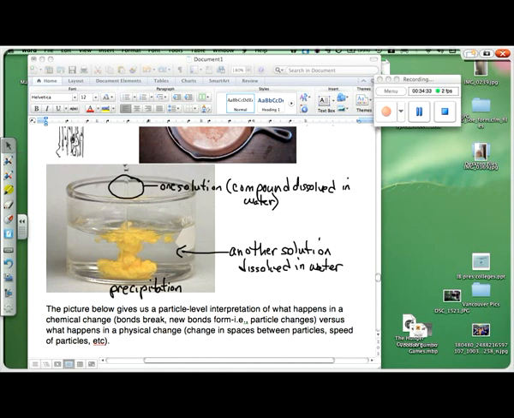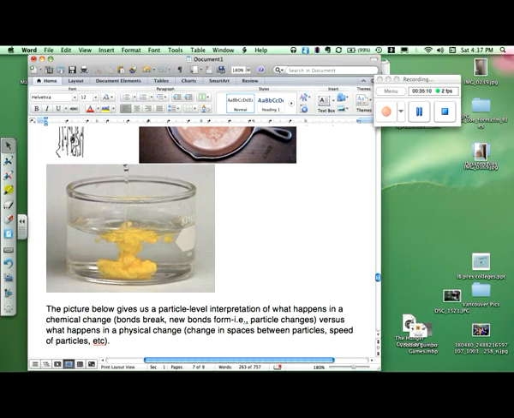All right, so if the particle is changing, what is going on here is that bonds are breaking and new bonds are forming. So if particles change, I need to break some bonds and I need to form some new bonds. Versus what happens in a physical change, you can change the spaces between particles, for instance, when you go from a liquid to a gas, but you have not broken the bonds or made any new ones. You can change the speed because you're heating them up or cooling them down. There's a big difference between breaking bonds and making new ones and just changing the spaces between them or speeding them up.